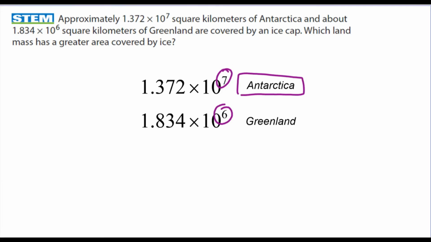So scientific notation means writing very, very large or very, very small numbers as a factor between 1 and 10 times the power of 10. And then comparing numbers in scientific notation, always look at that exponent first, and then look at the factors if the exponents are the same.